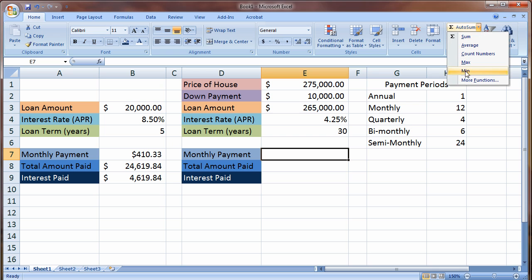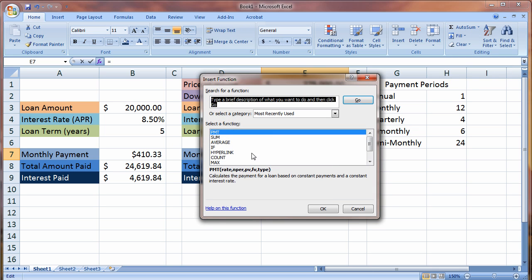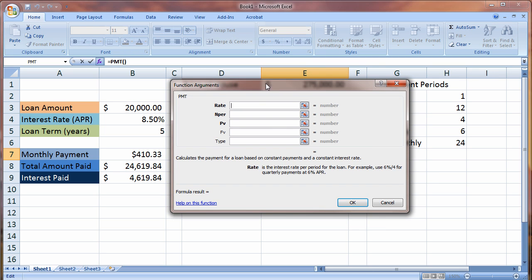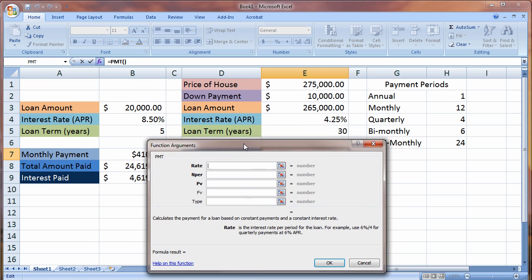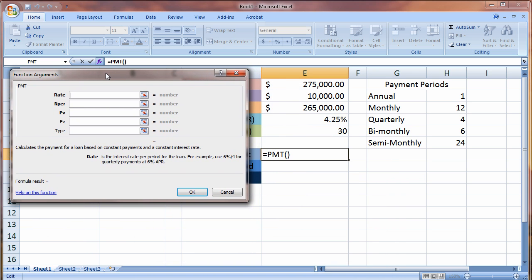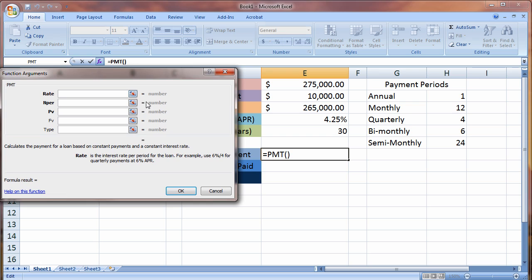I'm going to come back up and find the payment function dialog box. Again, highly recommend that we use this. Let me put that right there. There we go. The rate for this one, 4.25. Remember, I'm not going to use the static value. Divided by 12, because we're doing a monthly payment. Number of periods is going to be 30 years times 12, 360 payments.